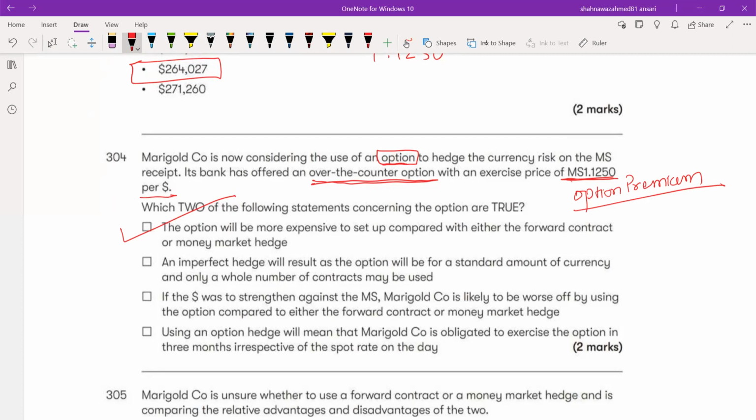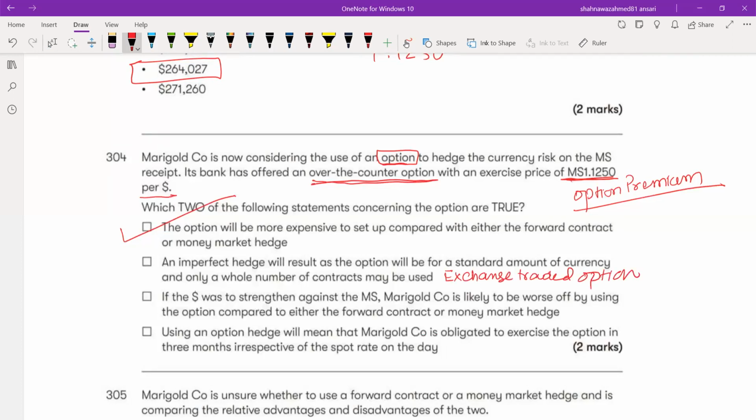Number two, an imperfect hedge will result as the option will be for a standard amount of currency and only a whole number of contracts. This is not true because this is true with exchange traded options.